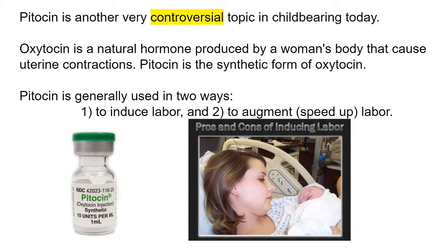Or if the labor process is going on for an extremely long period of time and they want to try for a non-C-section birth, they will use Pitocin to hopefully speed along that process to get the uterus to open up and allow the baby to come out.